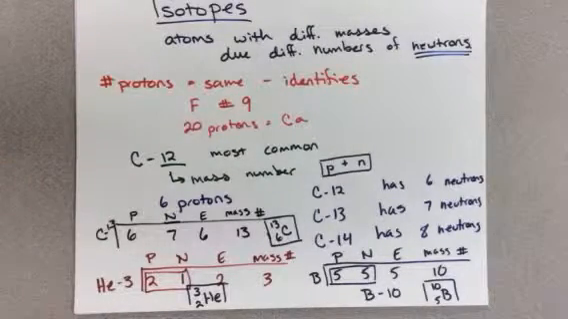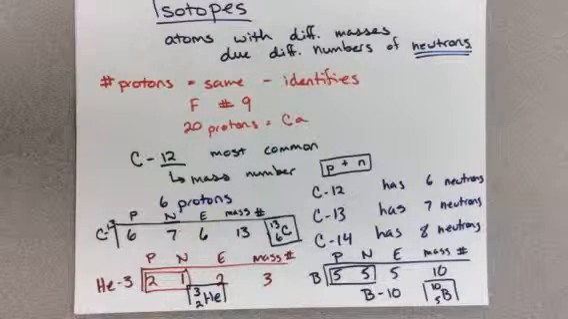Okay, so keep that in mind for tomorrow. Tomorrow we're going to look at how to determine the average atomic mass of an element based on all of the different isotopes that are present in nature.